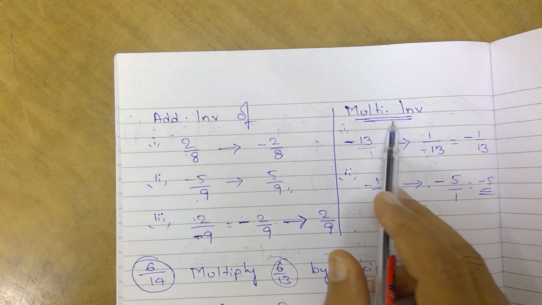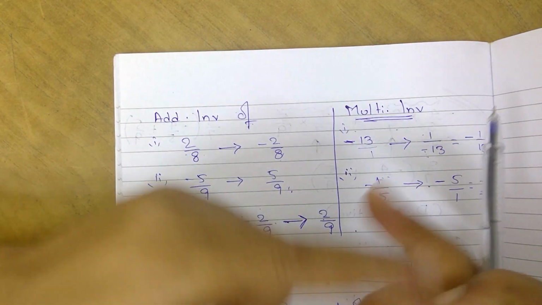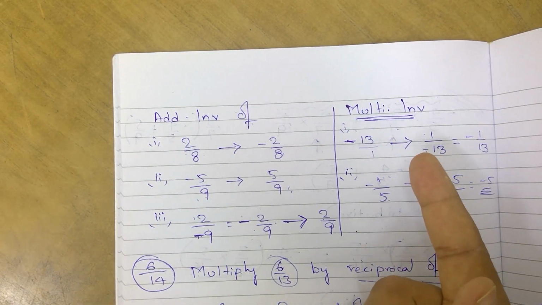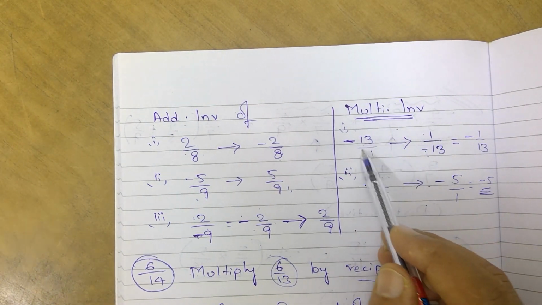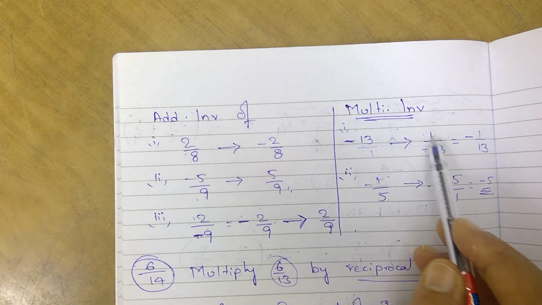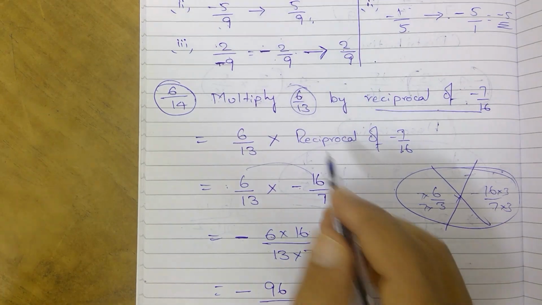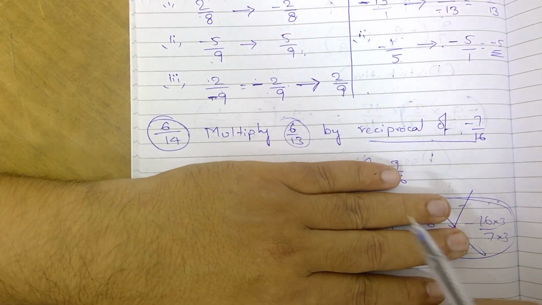Okay, and now in the same way multiplicative inverse. Multiplicative means reciprocal. Numerator will go to denominator, denominator will go to numerator. So minus 13, it can be written as minus 13 by 1. 1 by minus 13 is equal to minus 1 by 13. So now this question is important.